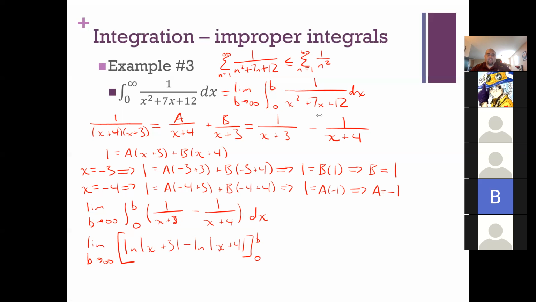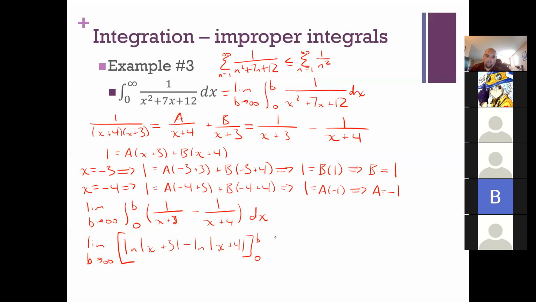So Rodolfo is saying that it's going to be 0. So let's think about this. If I plug in b, let's just look at the natural log of b plus 3. As b gets very big, this whole term right here is going to get very large, and this whole term's going to get very large. And subtracting them from each other, basically you're doing infinity minus infinity, which is not really something that's easy to think about.